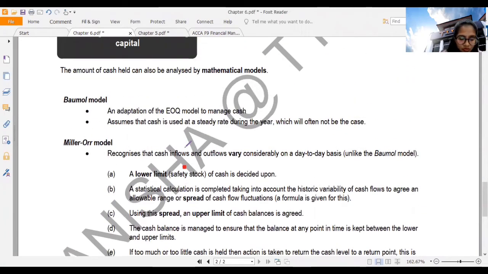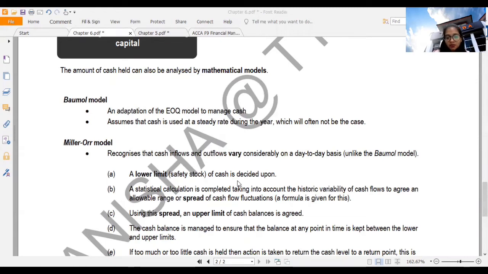All right, what I want you to do is identify the difference between your Bomber model and your Miller model. You are already aware that there are two different types of models that we are looking at in this area. Number one, the Bomber model, and number two, the Miller model. What is the reason we actually look at these two models? In managing cash flows, we are trying to identify the cash surplus and cash deficit, number one.